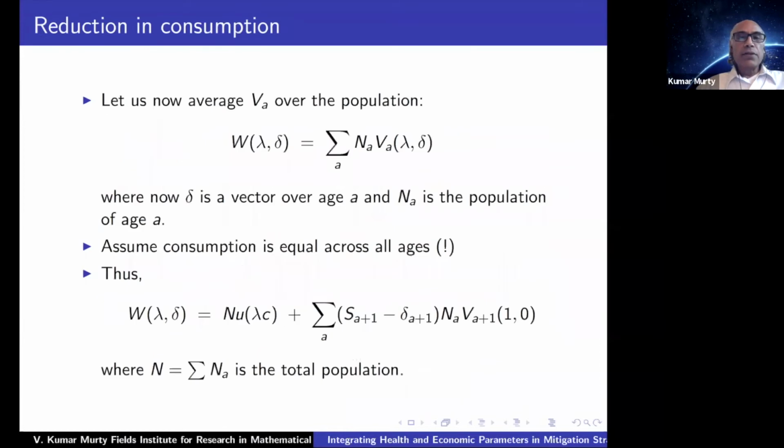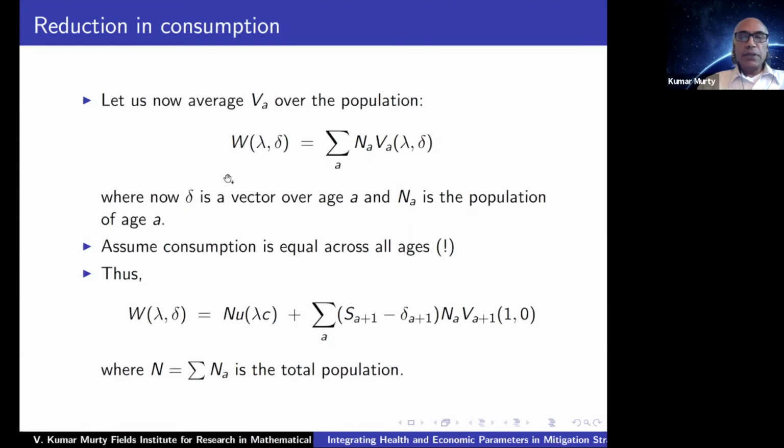Okay. So now you take that, that's for an individual of age A, and you average it over the population, and you get some sort of population-wide utility function. So now delta is a vector that's specified for each age A. N_A is the population of age A, the number of people in the population of age A. So you get some function W(lambda, delta).